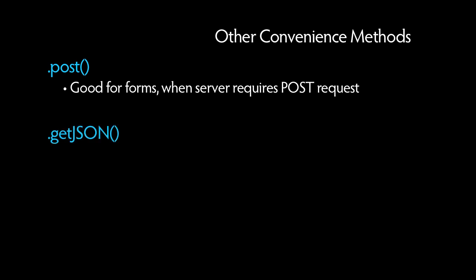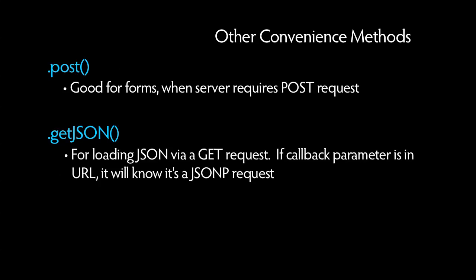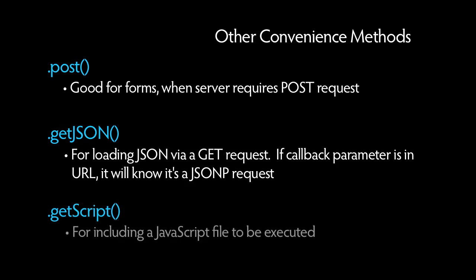The getJSON method can be used for loading JSON via a GET request on your local domain. Or, if you provide a callback parameter in the URL, it will automatically know it's a JSON-P request for local and external data sources. The getScript method is used if you want to include a new JavaScript file in your page that you want to be executed. Once it's loaded, it will execute.